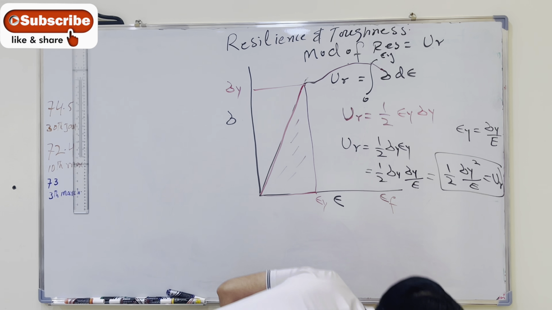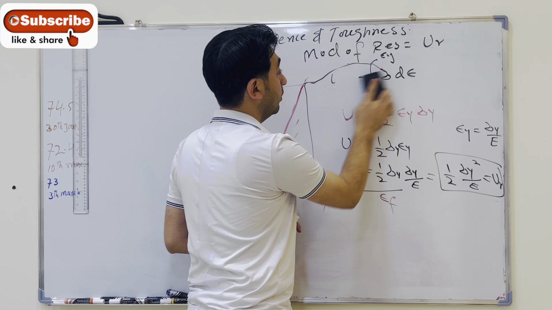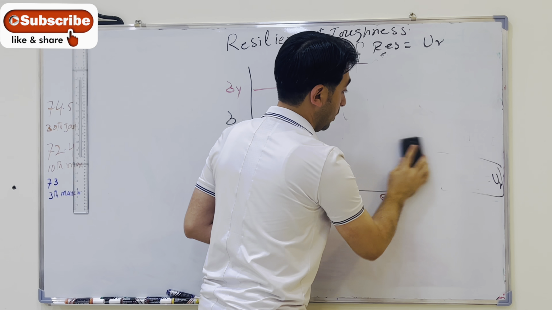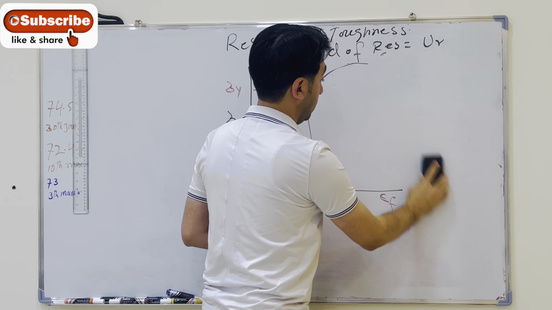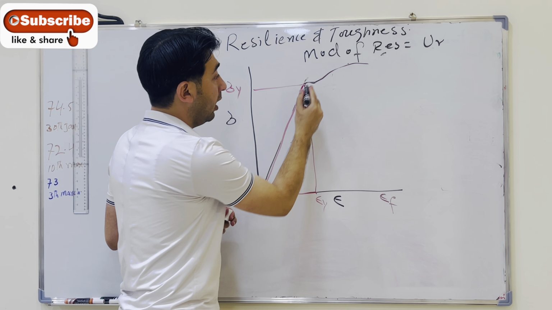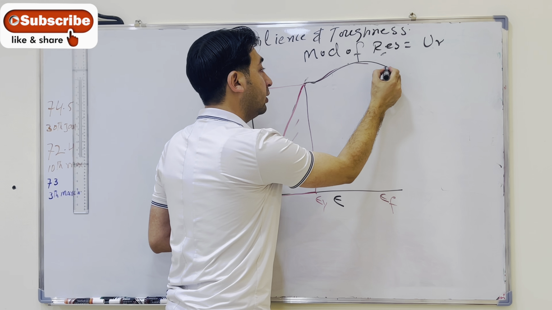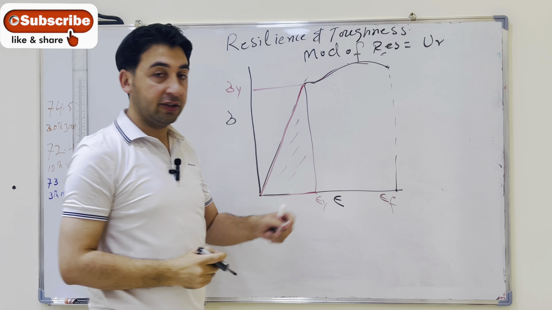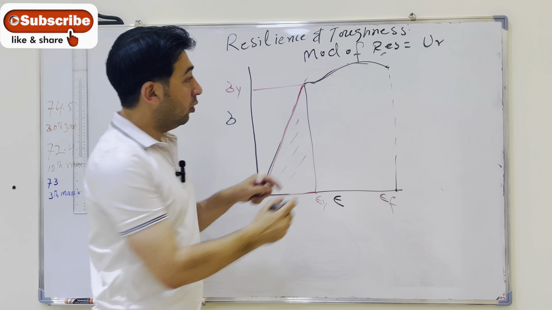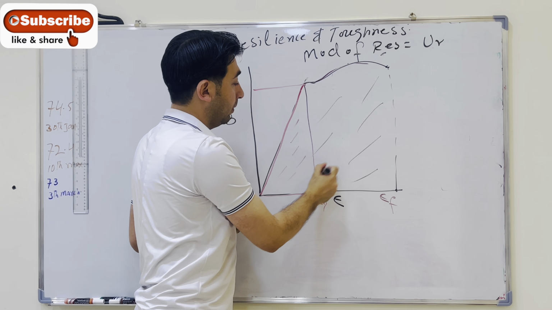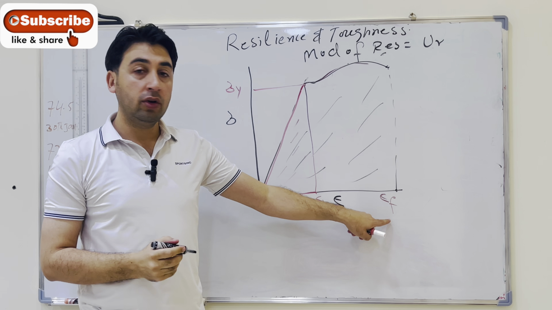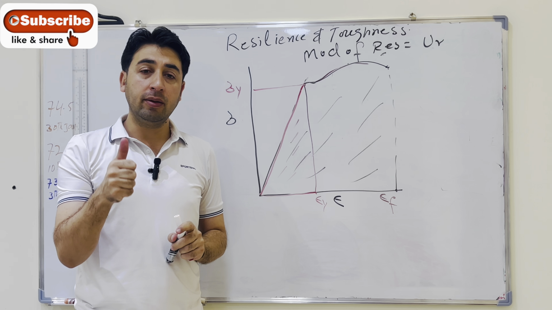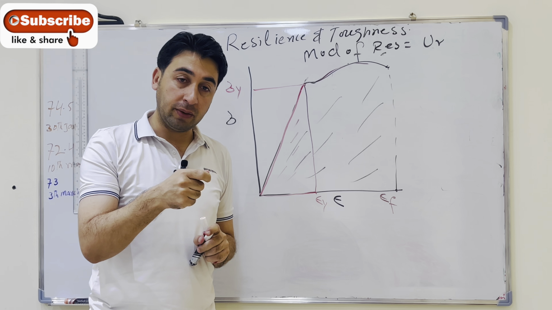Let me just erase this one. Now the area under this total curve from here to here, let us say we have fracture and we have epsilon f, the fracture strain. So what we will do, we find the total area, all from 0 to fracture strain. This will give us the toughness. So toughness is the energy absorbed by the material till the fracture point, right?